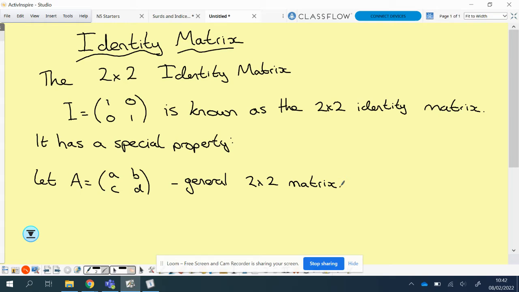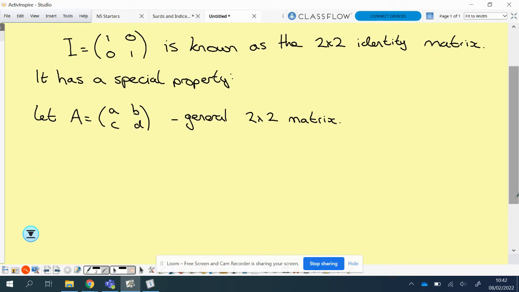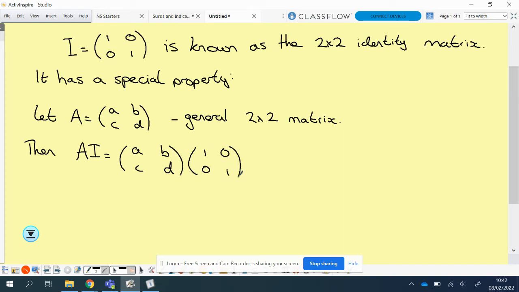And what we're going to do with it is multiply A with the identity matrix. So A times I would be A, B, C, D multiplied by the identity matrix for 2 by 2, 1, 0, 0, 1. Now if I was to multiply this out, which we've done in the previous couple of videos on multiplying matrices, we do a row times a column.